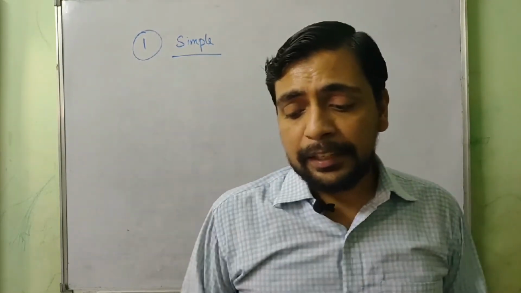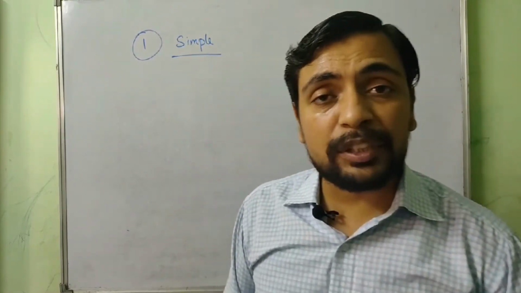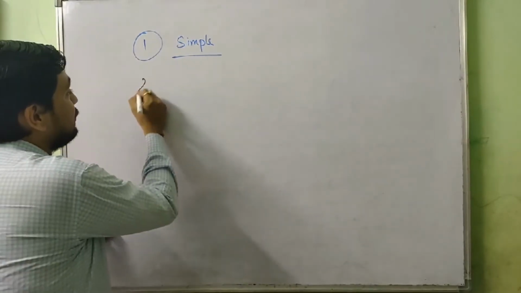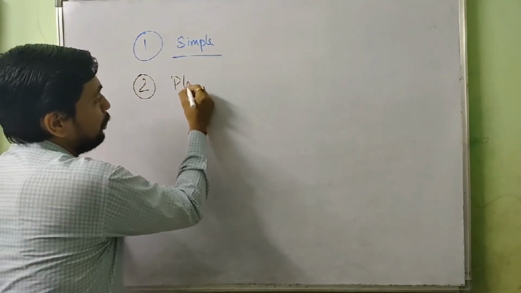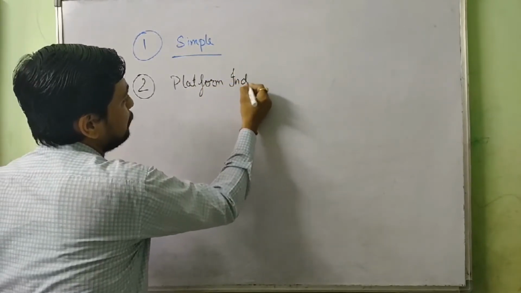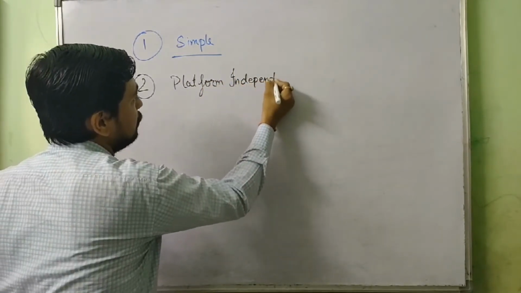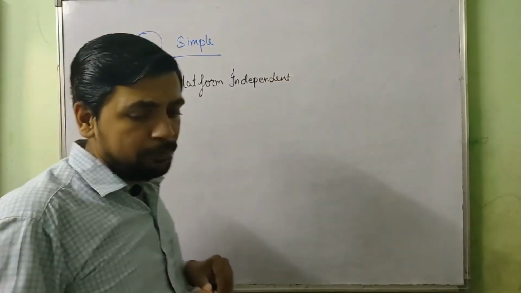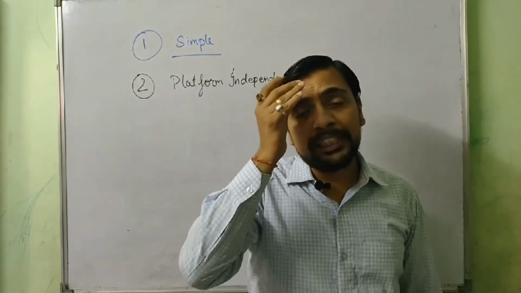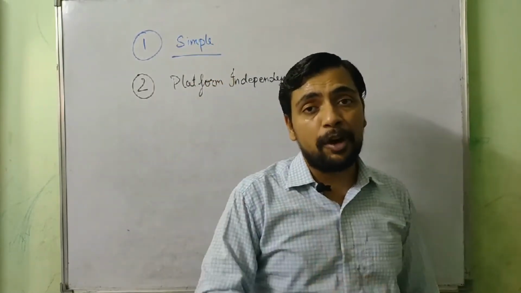Now the second feature that we are going to discuss is one of the important features, known as platform independence. Java is platform independent. Now what do we mean when we say that a language is platform independent? To understand that, you should understand what a platform is.